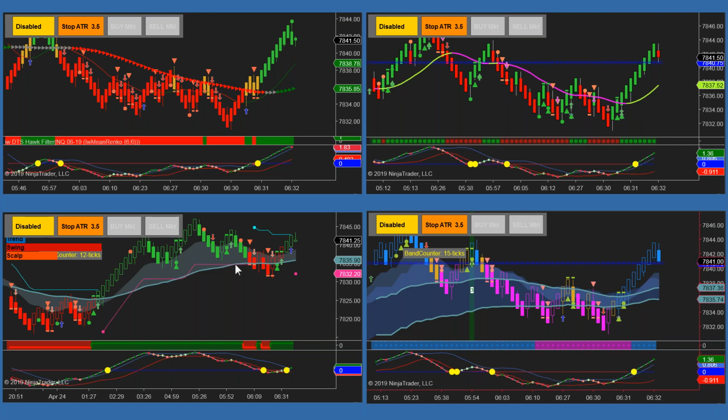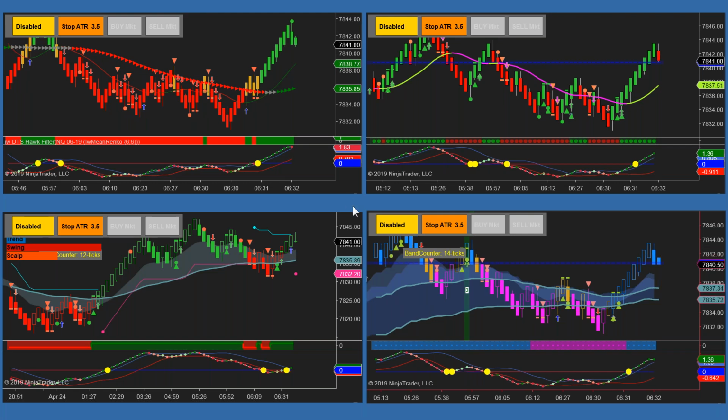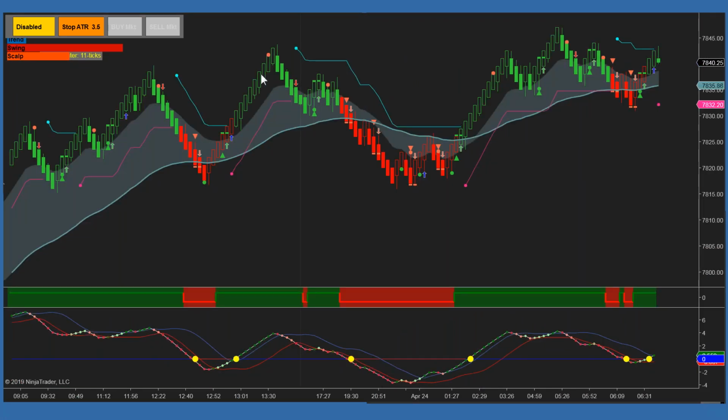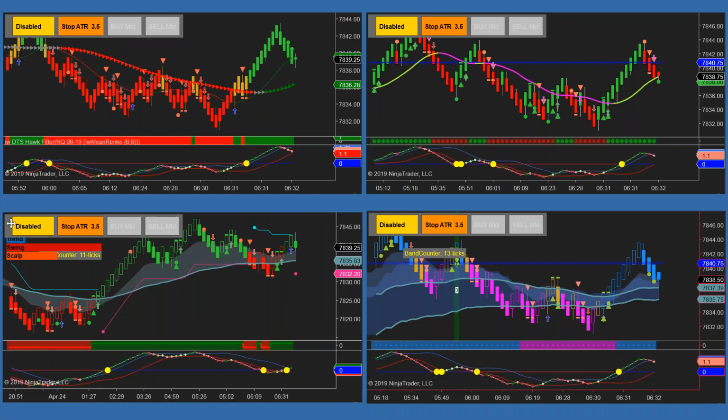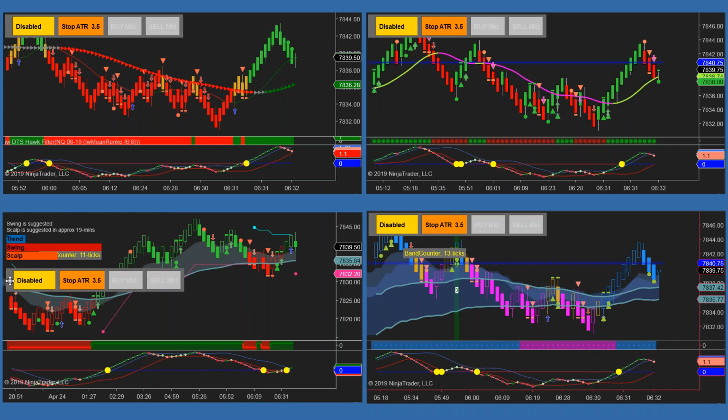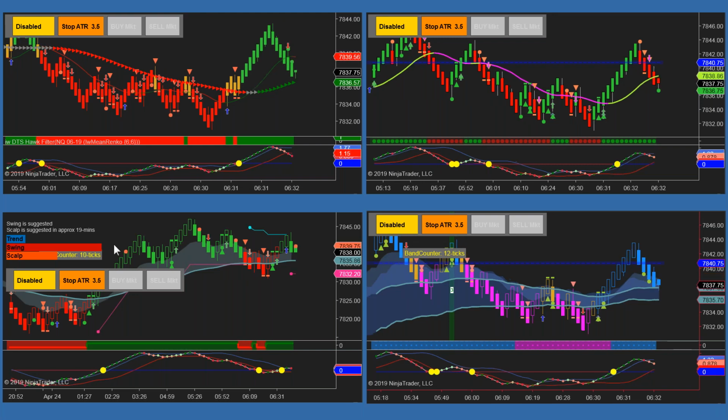Here on the overnight, you can see it was relatively quiet, the market leaving off around the 78,34, 35 area. Overnight, very, very quiet. And we are beginning the day without a gap, which is a little unusual. Trade Forecaster says we are in swing mode, moving into scalp mode.